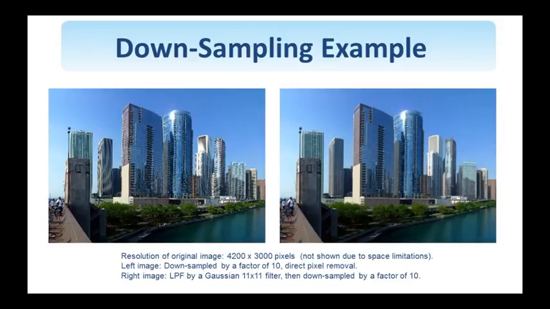So you see an example here of the downsampling process we just described. The original image is 4200 by 3000 pixels. It's too large, it's not shown here. And I show the result of downsampling with and without pre-filtering, pre-low-pass filtering. So on the left, you see the image that resulted by just, again, throwing away every 9 columns and every 9 rows, since the downsampling factor is 10 in this particular case. And the aliasing effect, as I already mentioned, manifests itself here.